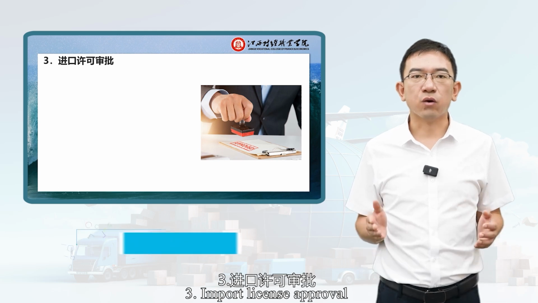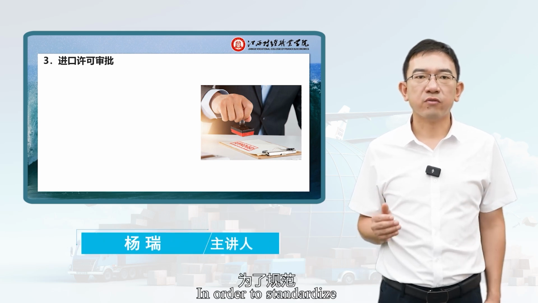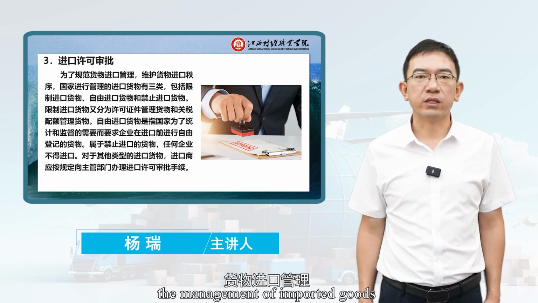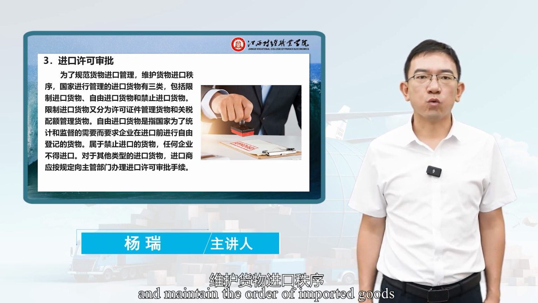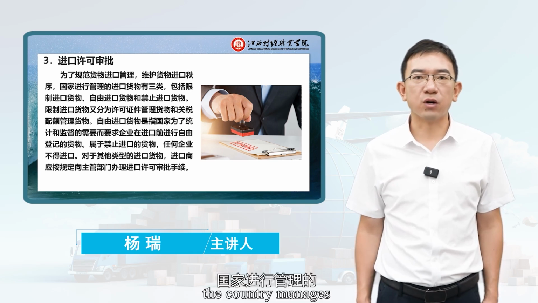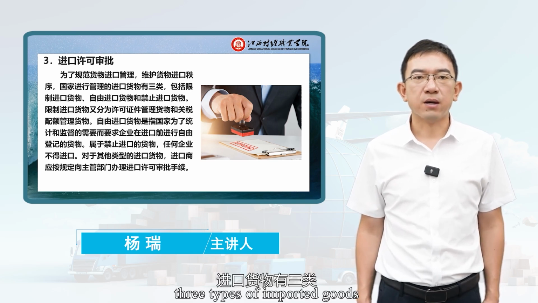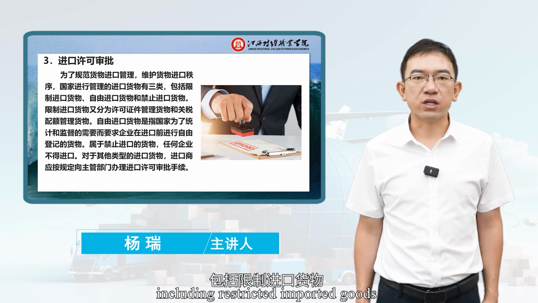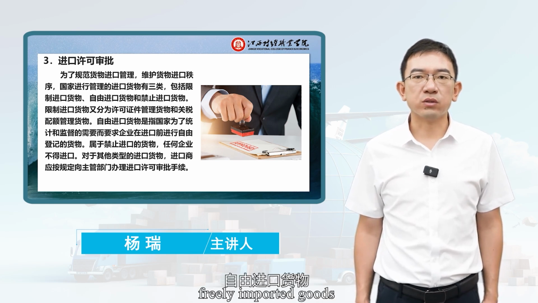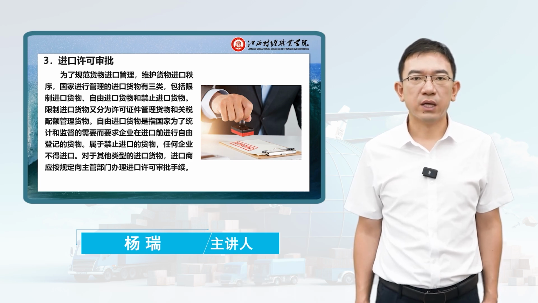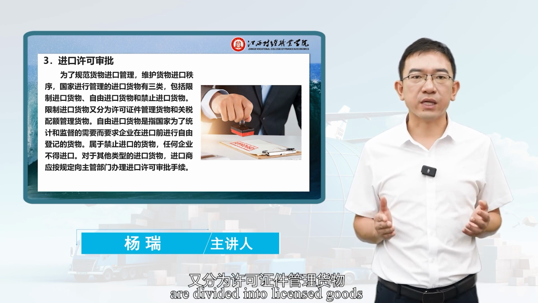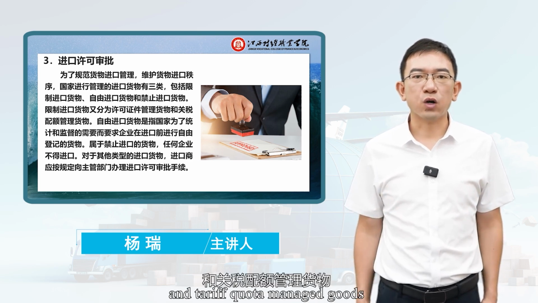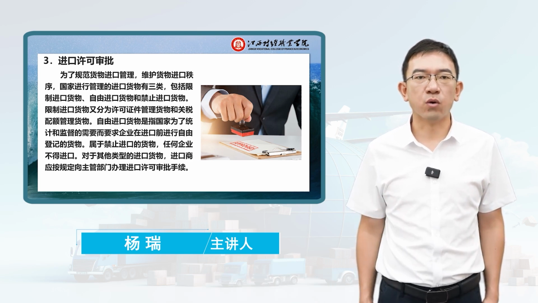3. Import license approval. In order to standardize the management of imported goods and maintain the order of imported goods, the country manages 3 types of imported goods, including restricted imported goods, freely imported goods, and prohibited imported goods. Restricted imported goods are divided into licensed goods and tariff quota managed goods.